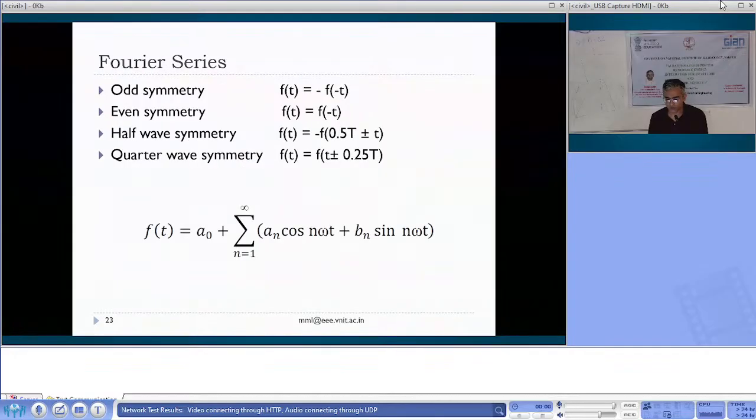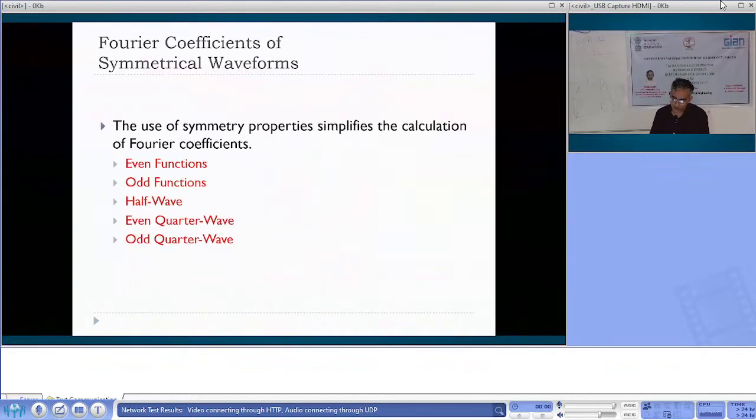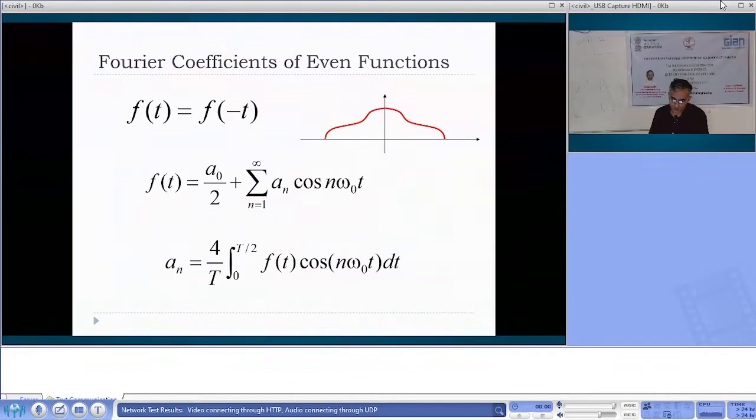We know the simple Fourier series, first year maths. Maybe you have even studied it in signals and systems. Any periodic waveform can be decomposed into a DC component and a combination of cosine and sinusoidal waveforms. So what is waveform symmetry? Now we have the even function, odd function, half wave symmetry and quarter wave symmetry. What does it mean for us?